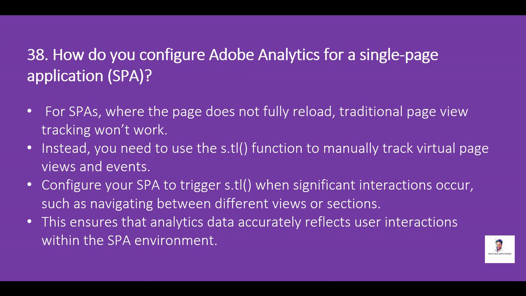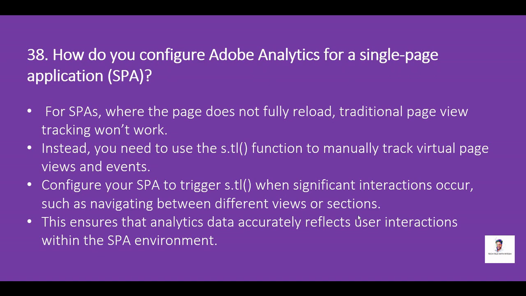So we have seen how normal tracking works. Whenever you do a page refresh or page view, at that time we track those events and send them to Adobe Analytics. But now for the SPA case, what do we do? Instead, we need to use the s.tl function to manually track virtual page views and events, because conceptually there is only one page, right? So configure your SPA to trigger s.tl when significant interaction occurs, such as navigating between different views or sections.